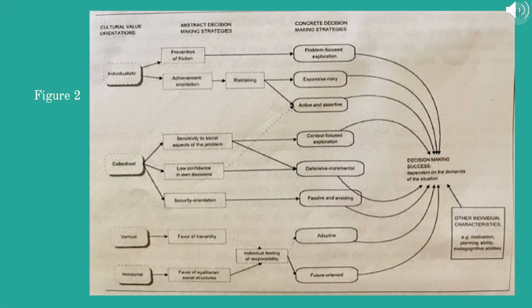So if you look at figure 2, you'll see the values on the far left, which are the individualistic, collectivistic, the vertical, and the horizontal. From there, you will see that it goes into the abstract decision-making strategies. Depending on which culture you lie in, you'll follow those steps. And then it takes you to the actual decision. You'll see that there are some arrows that are solid. They stand for the positive relationship between the variables, and then there are broken arrows for the negative relationship. Lastly, the curvilinear arrows represent the unclear relationship between them.